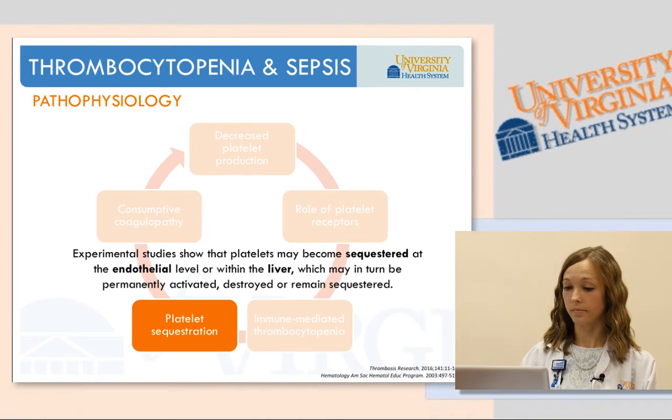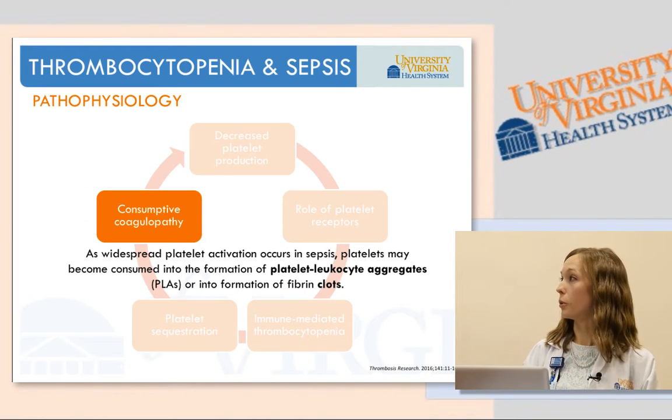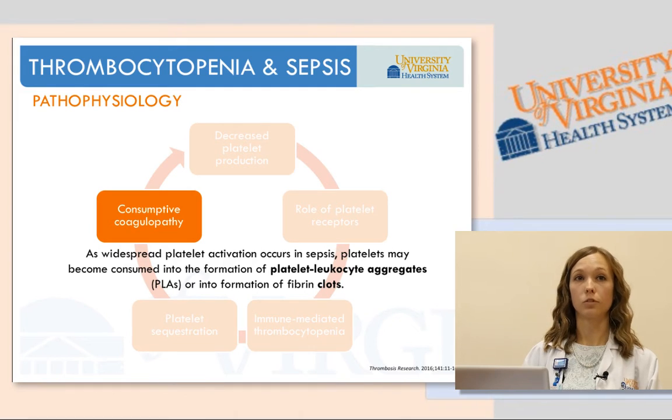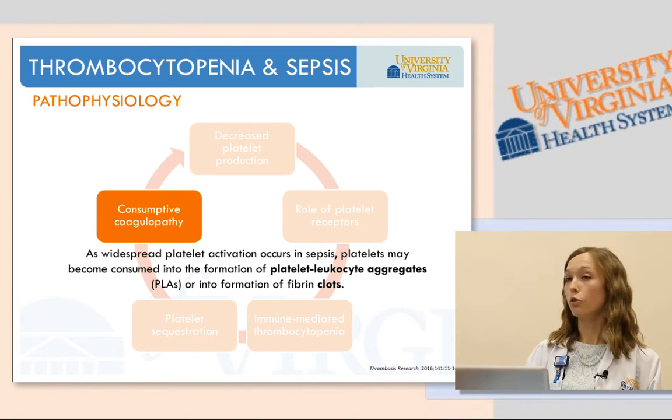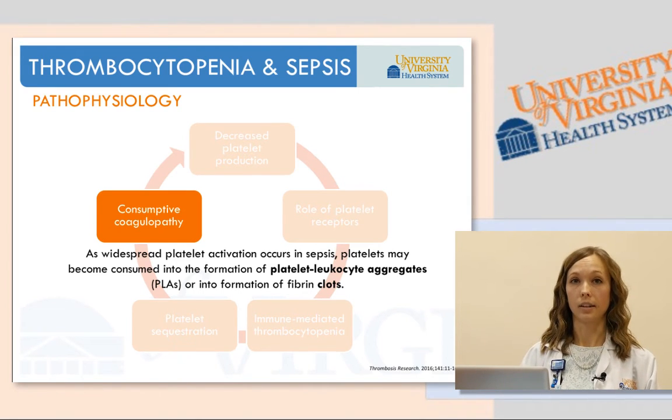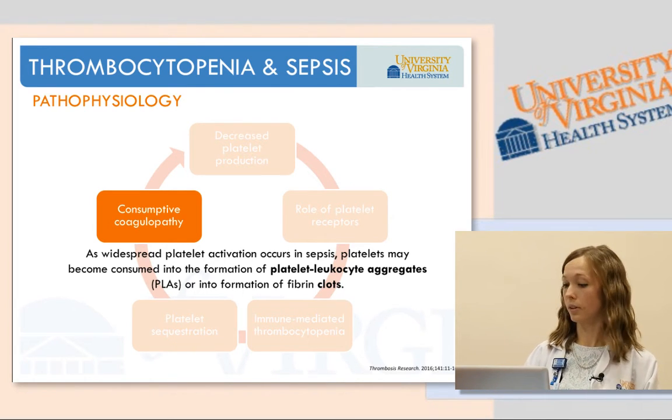And lastly, and maybe most importantly, we have an element of a consumptive coagulopathy that's going on in sepsis. We know that there's widespread platelet activation. We know that there's also dysregulation of our coagulation system that happens in sepsis. And therefore, platelets will become consumed into the formation of fibrin clots and can also become consumed into aggregates with white blood cells, again in response to all of the inflammation that's going on.